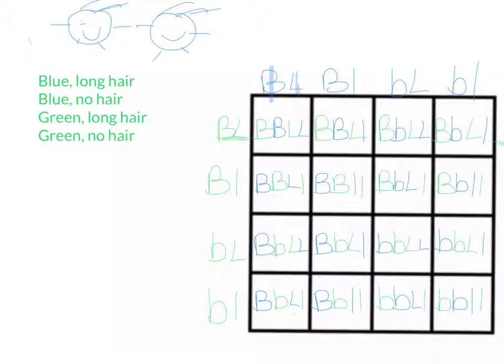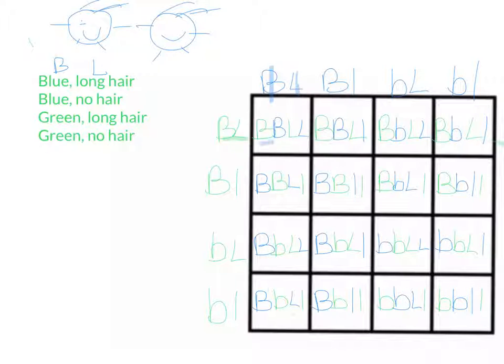Now what we have to do is figure out how many blue long-haired offspring we'll have. In order to be blue, you have to have at least one big B. So it could be big B, big B, or big B, little b. And to be long-haired, you have to have at least one big L. So it could be big L, big L or big L, little l. Okay? So we need at least one big B and one big L. So let's take a look.